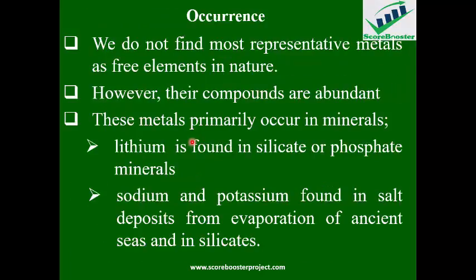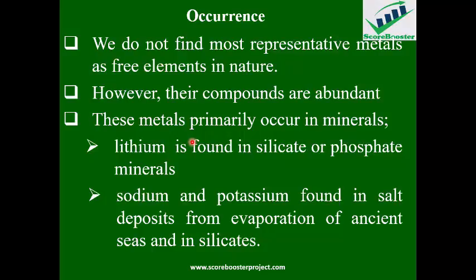Now, occurrence. How do they occur in nature? We do not always find these elements free in nature, as I've said, because of their high reactivity. We find them in their compounds. Their compounds are very abundant. An example is the minerals of lithium, which occur in the form of silicate and phosphate.